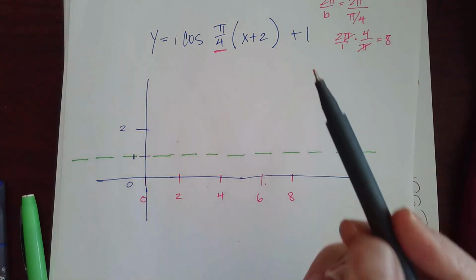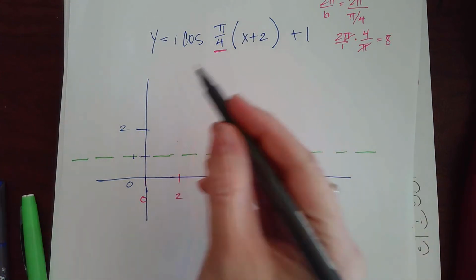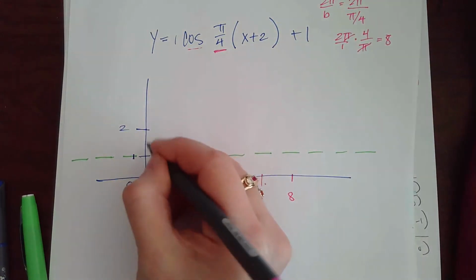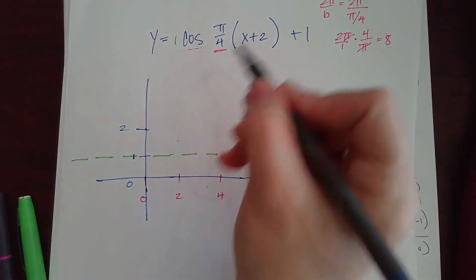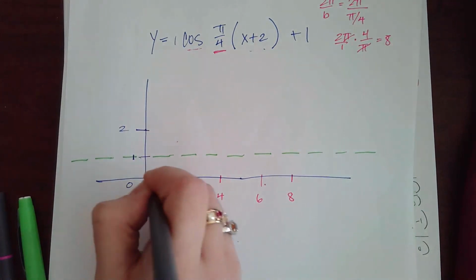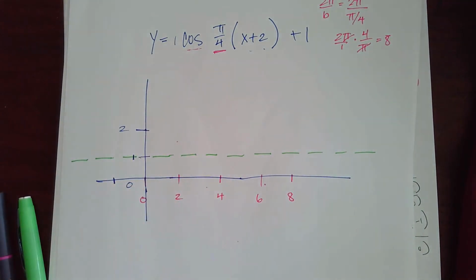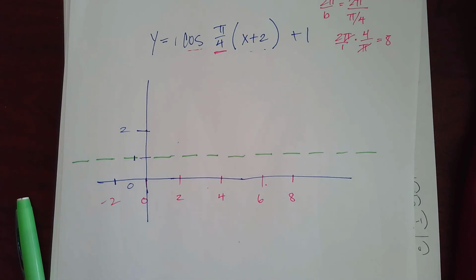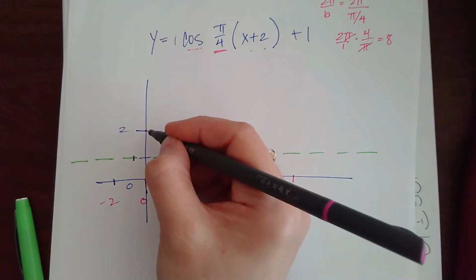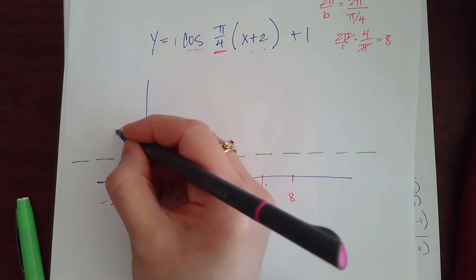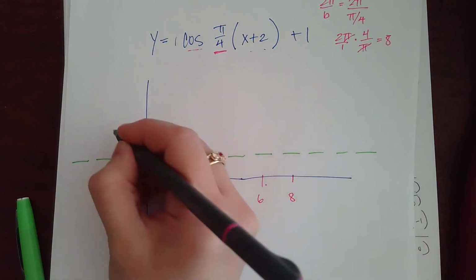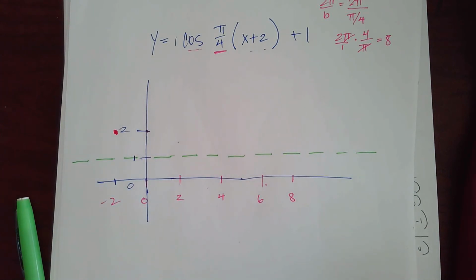So again, normally a cosine function goes max, midline, min, midline, max. But we're not going to start up here at the max. We have to move left 2. So I'm going to add in another point here, left of my origin. So I've added in the -2. And so normally I would start at a max here, but I'm shifting it back 2. So back 1 kind of jump. And that's going to be where I start my max.